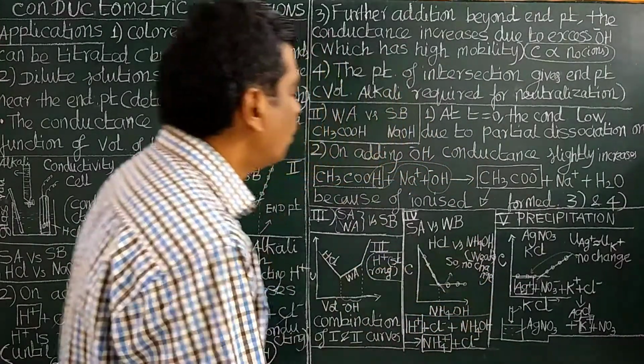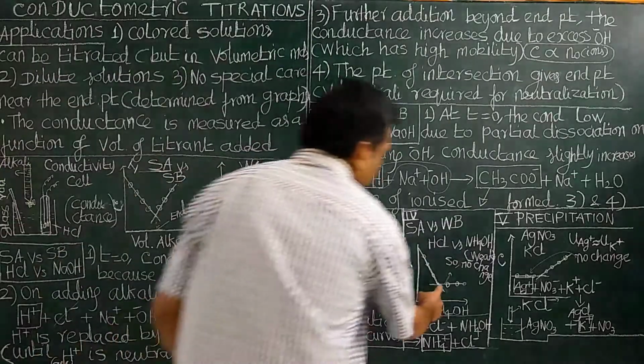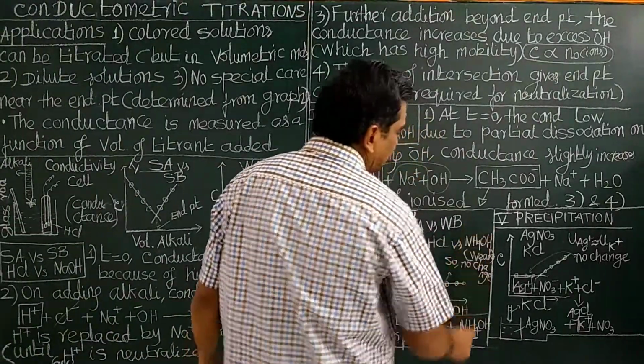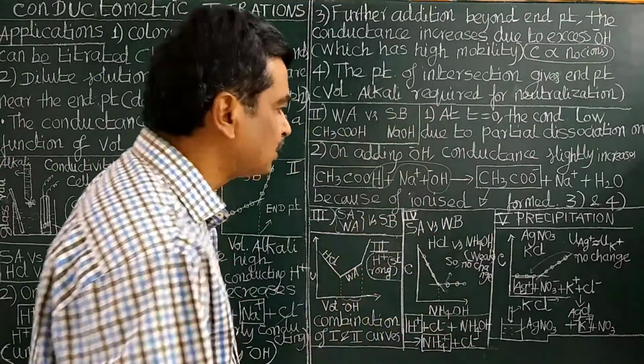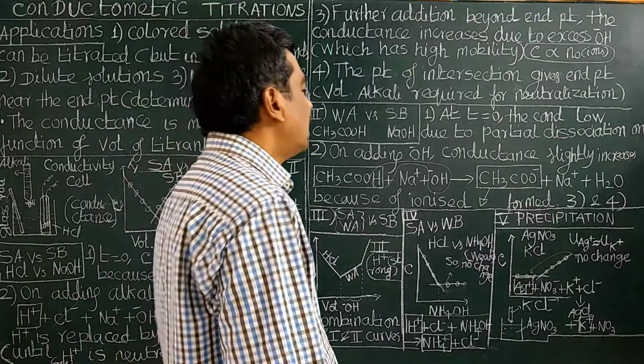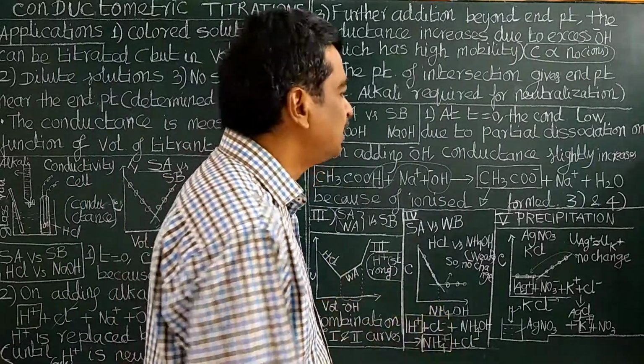They will ask why there is no change in conductance after the end point. It is because of the excess of ammonium hydroxide, which is undissociated, only partially dissociated.